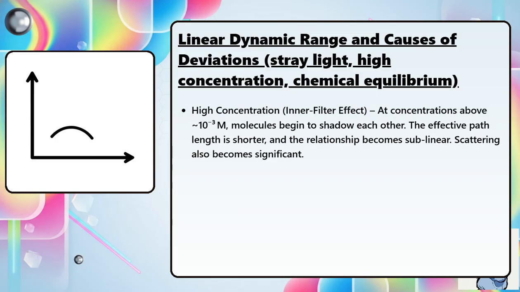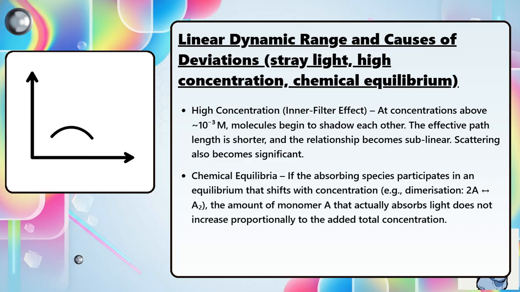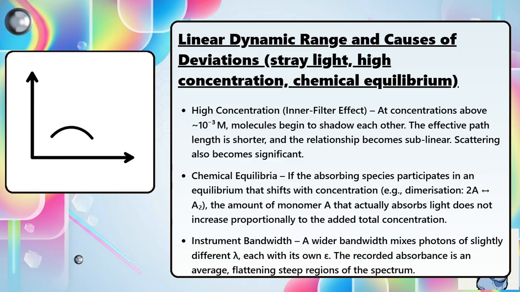High concentration, inner filter effect. At concentrations above about 10 to the minus 3 molar, molecules begin to shadow each other. The effective path length is shorter and the relationship becomes sublinear. Scattering also becomes significant. Chemical equilibria. If the absorbing species participates in an equilibrium that shifts with concentration, for example dimerization, 2A reversibly forms A2, the amount of monomer A that actually absorbs light does not increase proportionally to the added total concentration. Instrument bandwidth.